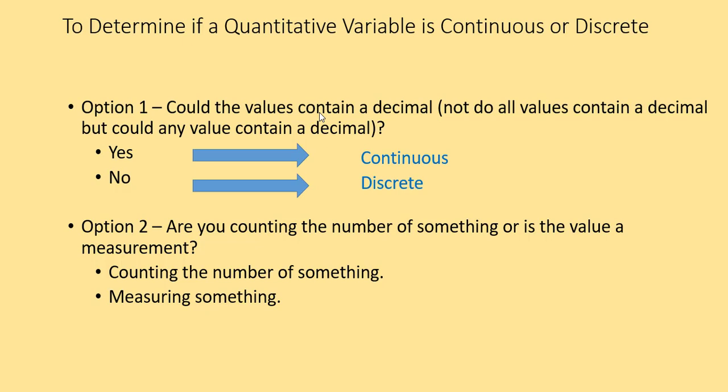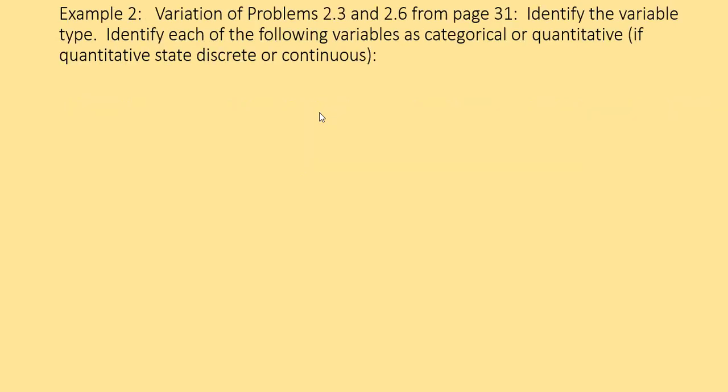Option 2. Are you counting the number of something, or is the value a measurement? When you're counting the number of something, that's discrete. And if you're measuring something, that is continuous, like height, right? You could be 5 feet 6 inches tall, or 6 foot 1 inch tall, or exactly 6 feet. But if you're counting the number of your classmates, it's not going to be 72.5. It has to be 72 or 73.